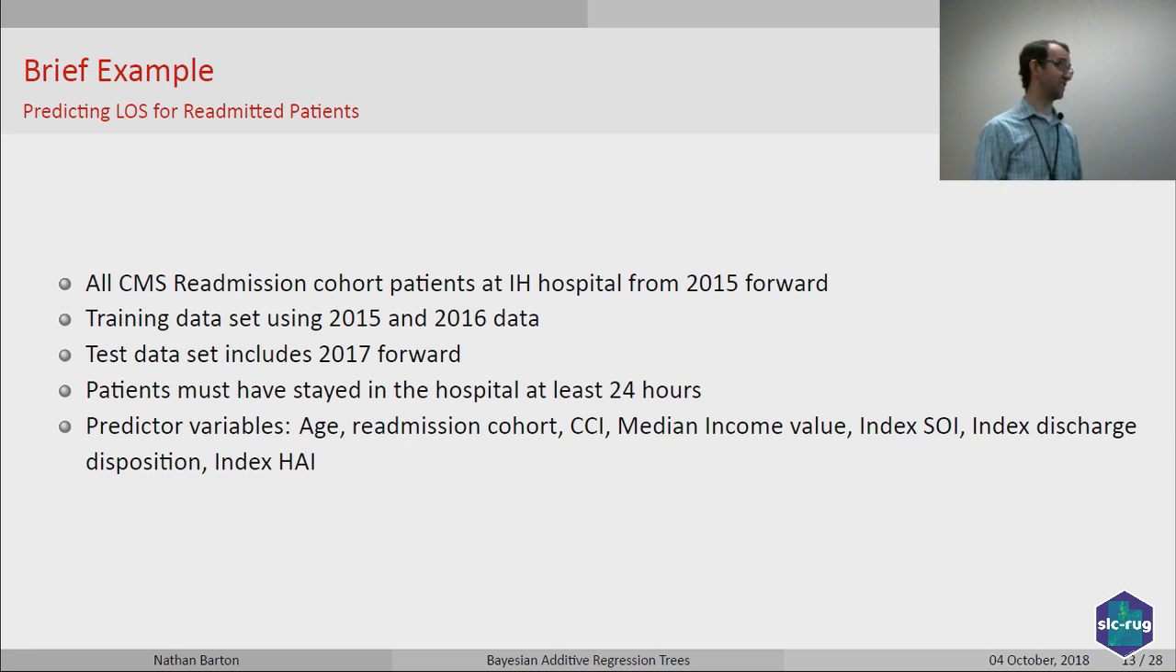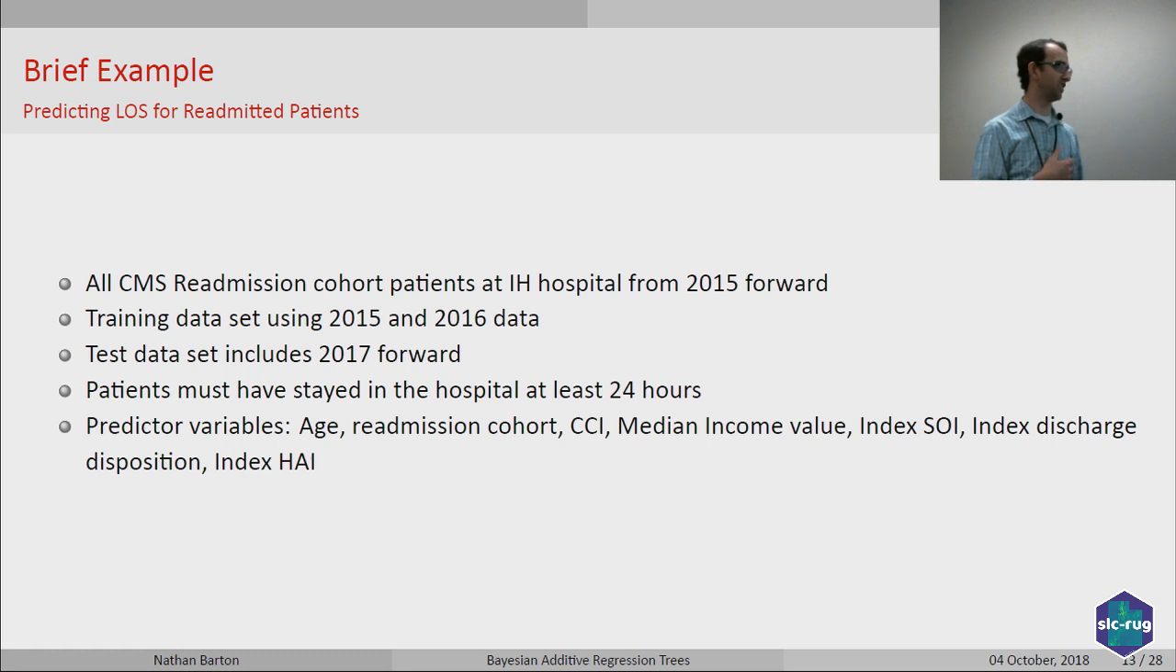In order to be included in this, the patients for their initial stay had to have been in the hospital for at least 24 hours. Some of the variables that we included were age and readmission type, whether they were a pneumonia readmission, an acute myocardial infarction readmission, so heart attack, for those of you who may not be familiar with healthcare, stroke, COPD, and I'm forgetting another one, total hip, total knee replacement surgery. So if you came in and had one of those and were readmitted within 30 days, we wanted to know how long did you stay.